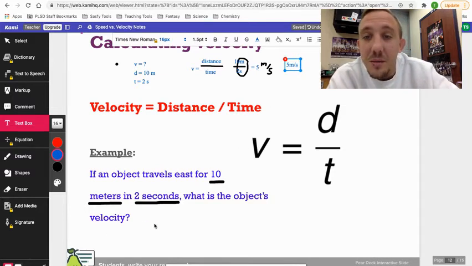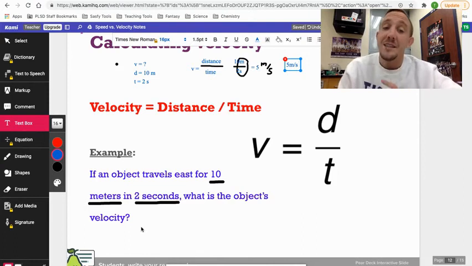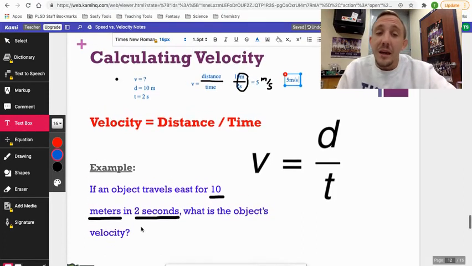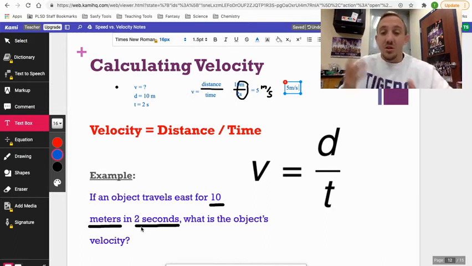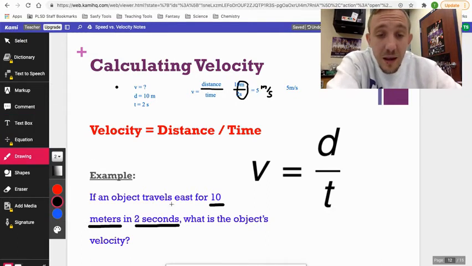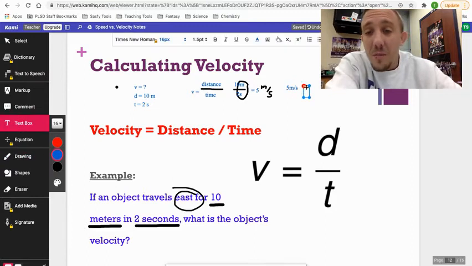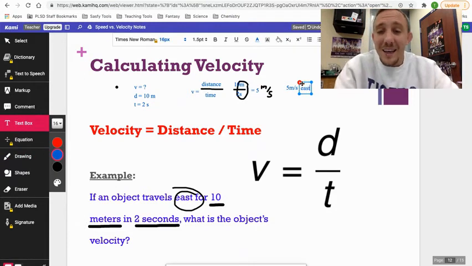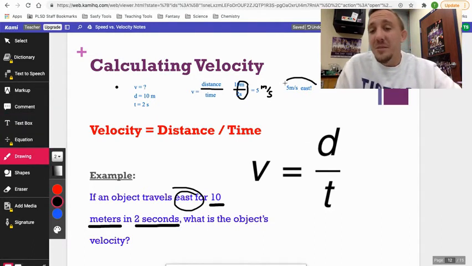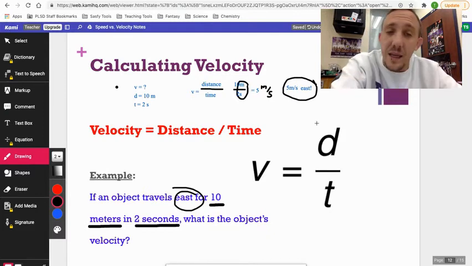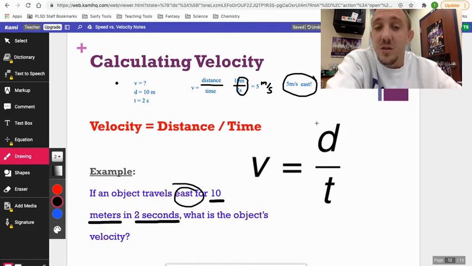Okay, and so that is going to be my velocity, but it's not velocity yet. This is speed. So I want you guys to remember what makes velocity different than speed. And if you answered it's the direction, well, you're right. If we read again, an object was traveling east. So my velocity is 5 meters per second east. If you do not give me the direction, you've given me speed, and it will be marked incorrectly. Okay, so I want to know the vector of velocity.